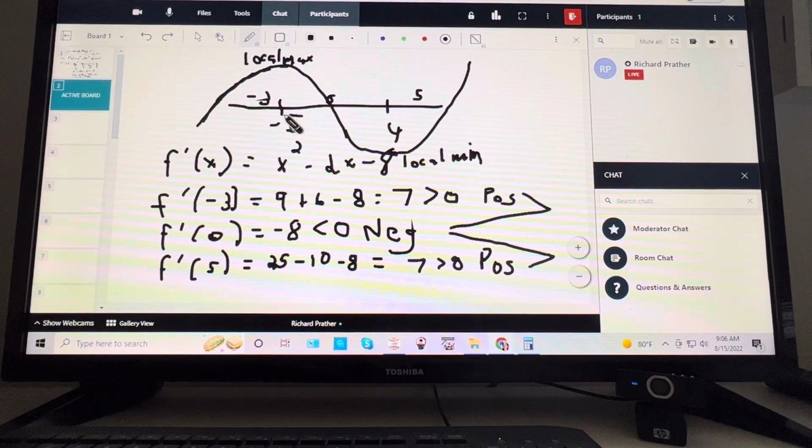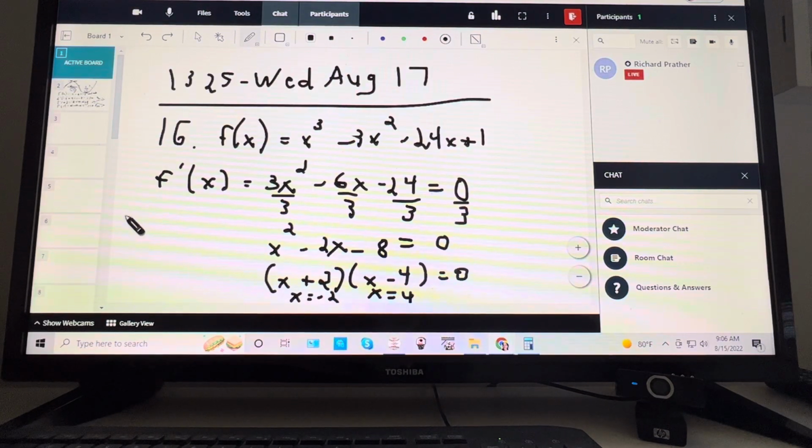So -2, that critical number, is a local maximum. 4, that one is a local minimum. They said find the x values where the max and mins occur, and then also find the y values of them. So at this point, all we know is that x equals -2 and x equals 4. This is a local or relative maximum. This is a local minimum. Sometimes they only ask for that, but they wanted the y values too.